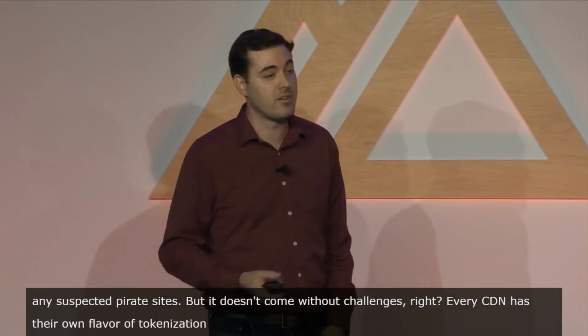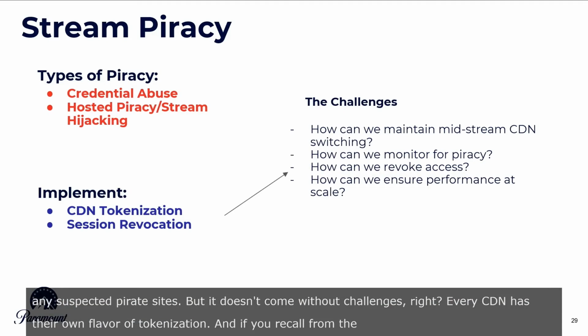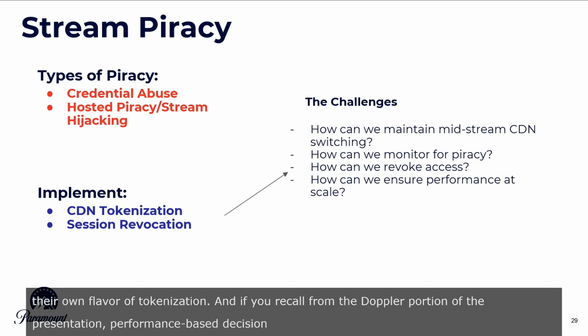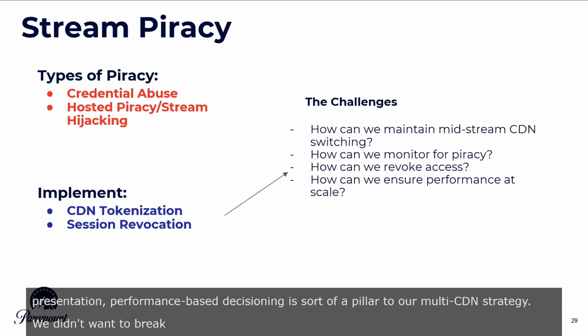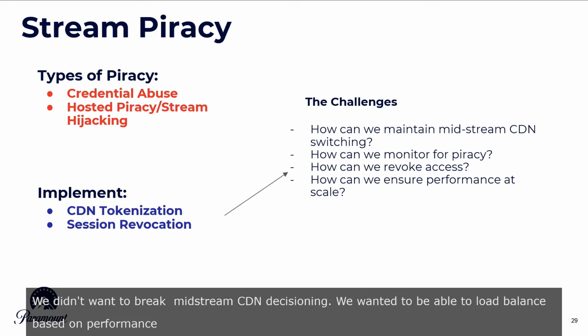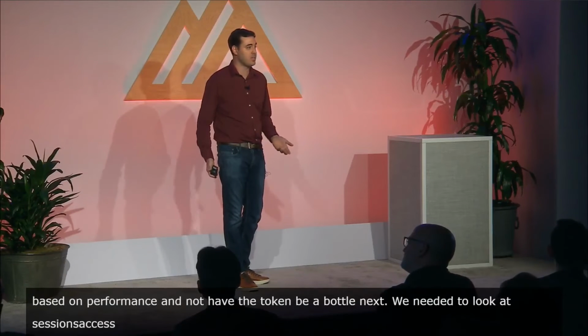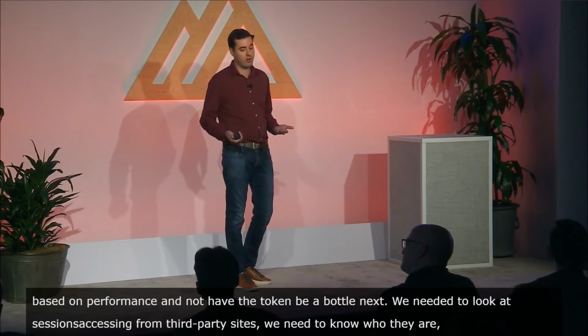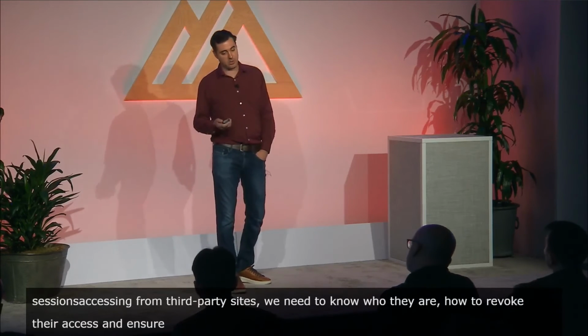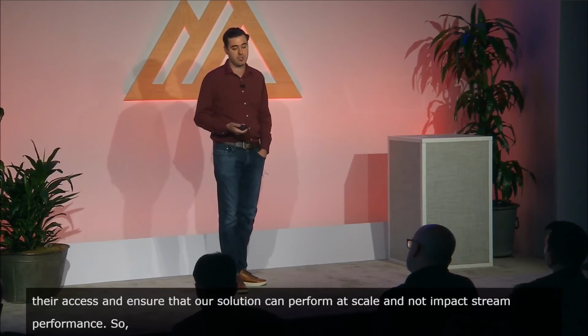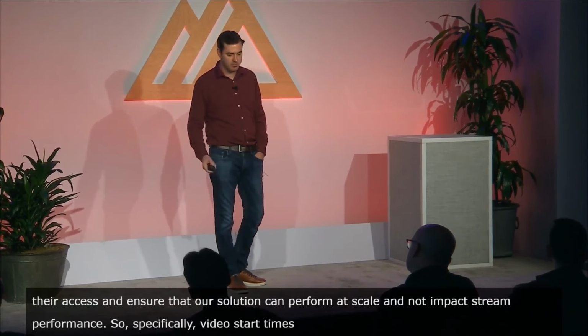Every CDN has their own flavor of tokenization. And if you recall from the Doppler portion of the presentation, performance-based decisioning is sort of a pillar to our multi-CDN strategy. We didn't want to break midstream CDN decisioning. We wanted to be able to still load balance based on performance and not have the token be a bottleneck. So we needed a way to surface the bad actors, right? If there are sessions that are coming from or accessing our stream from third-party sites, we need to know who they are. We needed a way to revoke their access and ensure that our solution can perform at scale and not impact stream performance, so specifically video start times.